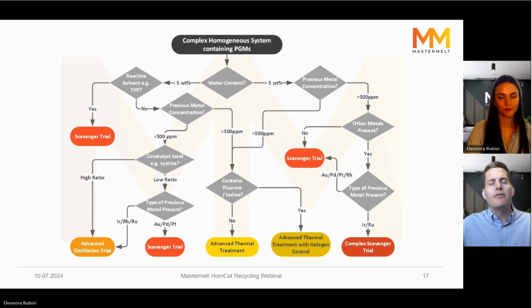So if we just work our way through some examples on this diagram here, the first thing we might look at is what the water content is. If it's less than 5 weight percent, then our next question is, does it have any reactive solvents? And I mentioned earlier that there are a number of solvents we've encountered, and there isn't anything that we don't think we can process or haven't processed, and we'll be open to a discussion about any. If the answer to this question, does it have a reactive solvent, is yes, then our technical team are pretty sure that the best route next will be to look at a scavenger trial.